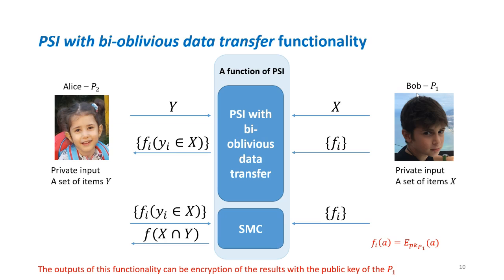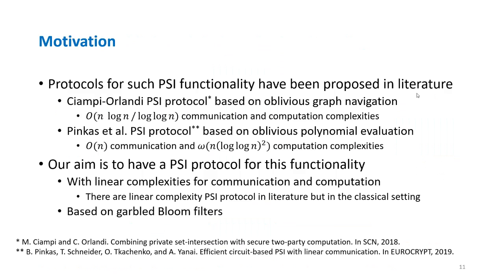Also, these functions can be a public key encryption of the membership results under the sender party's public key, where the encryption scheme can be a homomorphic encryption scheme, which allows performing some computations on the encrypted membership results. Our motivation is to construct a private set intersection protocol that allows construction of larger secure two-party protocols that get the intersection as an input.